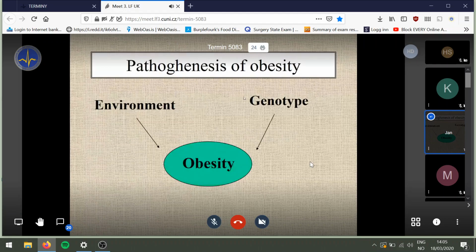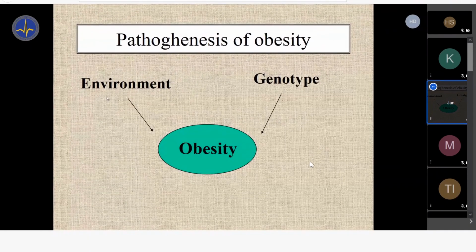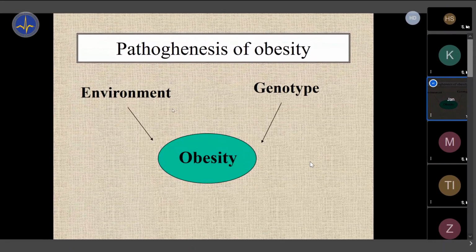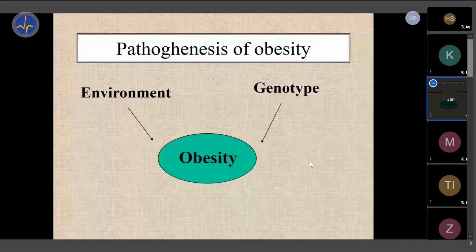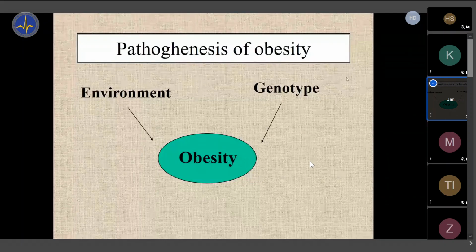Pathogenesis of obesity, of course, is excess of energy in the human body, which is stored as fat. Very simple. The reason why we have excess of energy is because we have a certain genotype, which was made to fight against famine, and then we have an environment which doesn't quite fit this genotype. It's very simple, but I think we can stay with this.